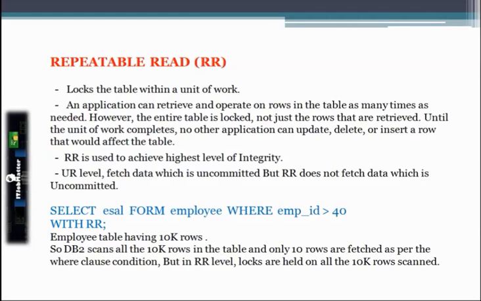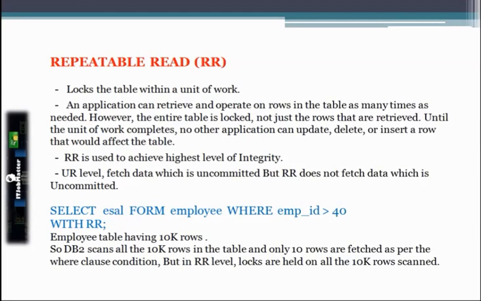The fourth level of isolation is repeatable read, and a higher level of integrity is provided with the help of repeatable read. Under RR level of isolation, all pages are locked until they are released by commit or rollback. UR level of isolation fetches data which is uncommitted, but RR level of isolation does not fetch data which is uncommitted.